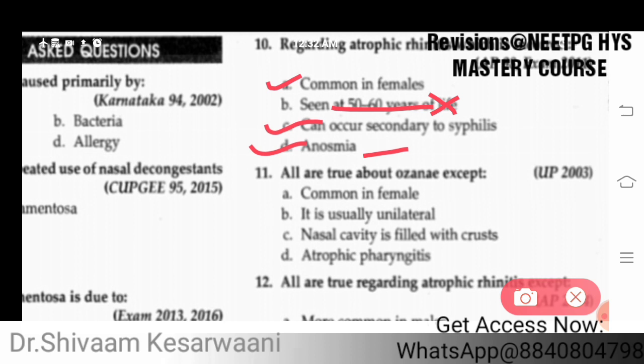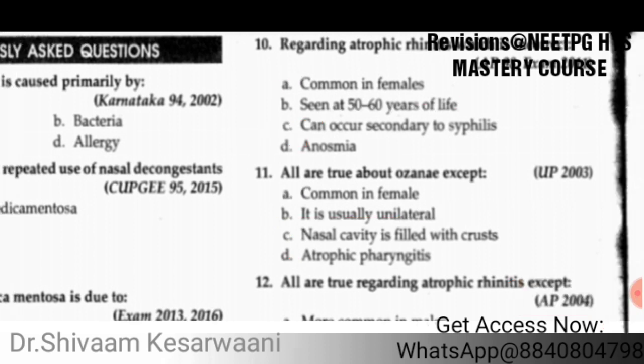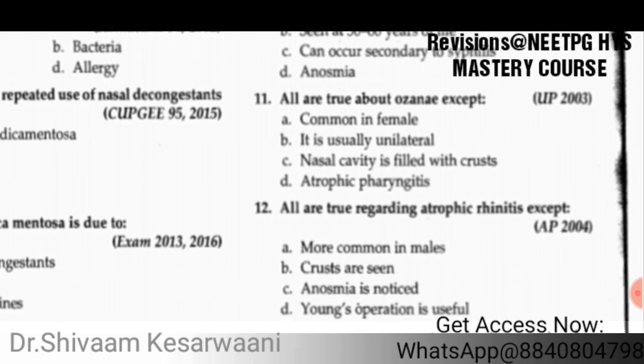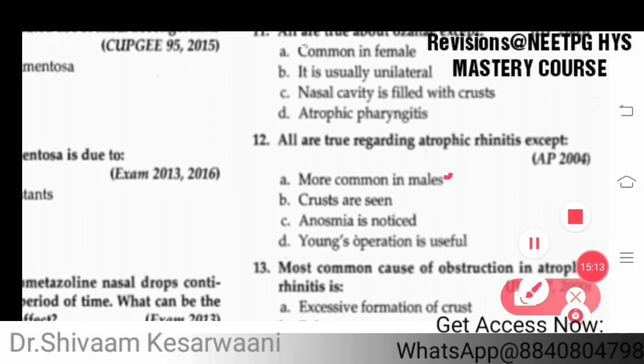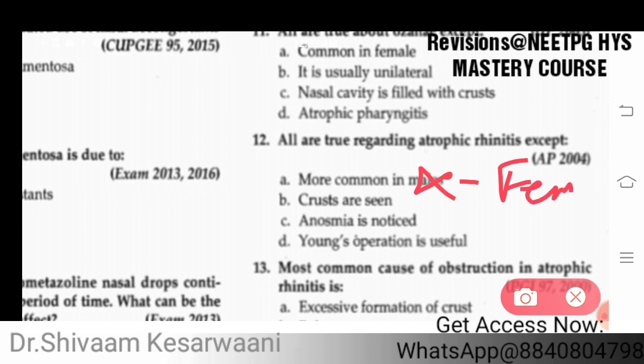Now all are true about ozaena except: common in female, yes. It is usually unilateral. Nasal cavity is filled with crust, and it can be associated with atrophic pharyngitis and laryngitis. So the option here is it is usually unilateral. No, it is a bilateral condition. So all are true about atrophic rhinitis except that. More common in males? No, it is more common in females. Crusts are seen. Anosmia is noticed. Young's operation is useful. Yes, all others are right.